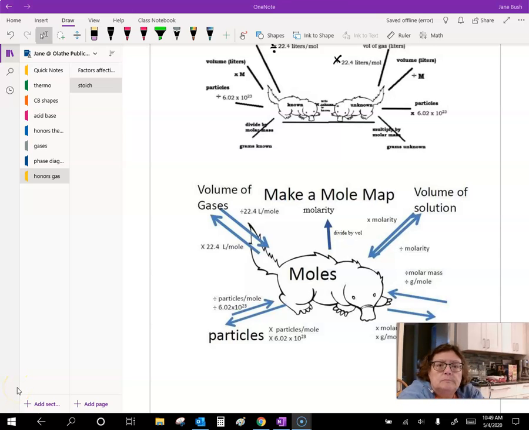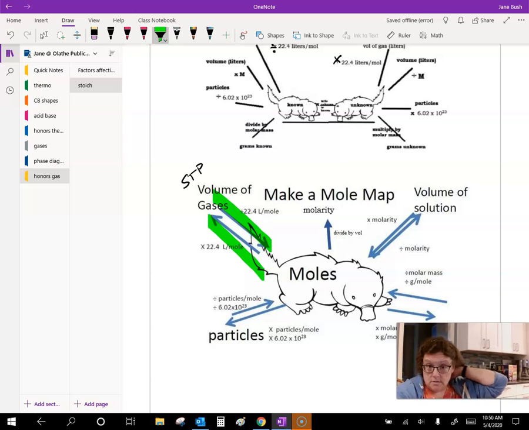Let's talk about stoichiometry and gases. First of all, let's review. We've talked about the molar mass of a gas at STP. The volume of 1 mole of gas is 22.4 liters. So if we know volume, we can divide by 22.4 liters per mole to get moles. If we know moles, we can multiply by 22.4 liters per mole to get volume.